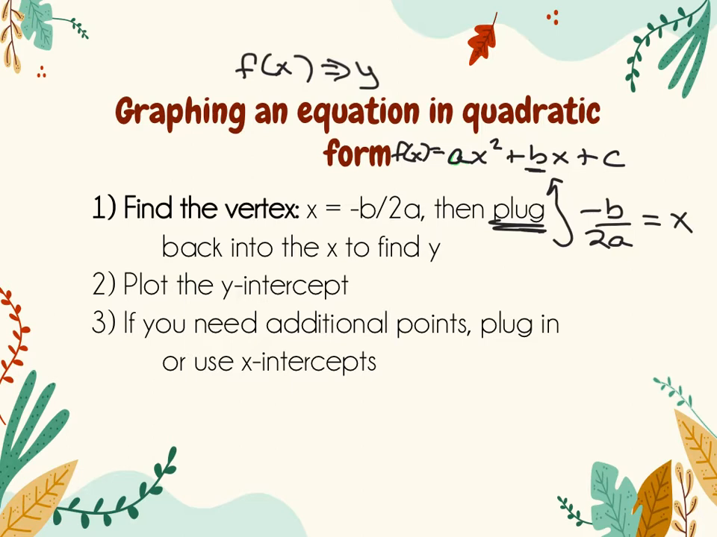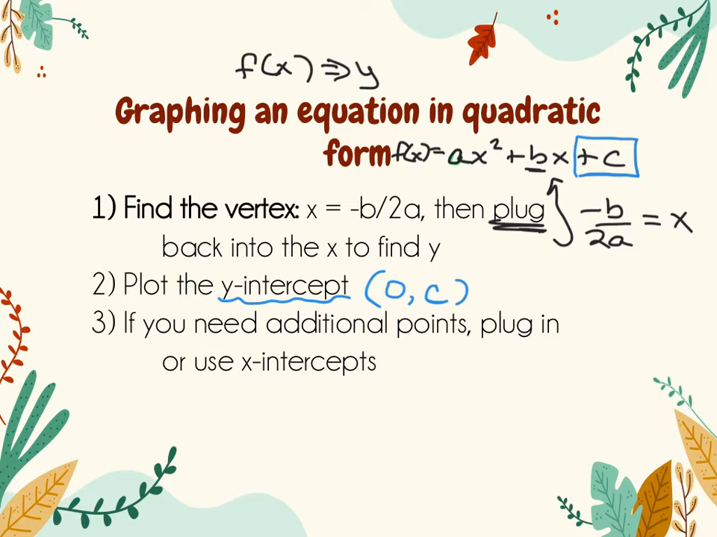The next point you will graph will be the y-intercept. When your equation is in this form, ax squared plus bx plus c, your y-intercept is staring at you right here. It's your c value. It's the constant. So if you were to turn this into an ordered pair, it would be (0, c), whatever the number for c is. And we're going to see this in examples in a minute.